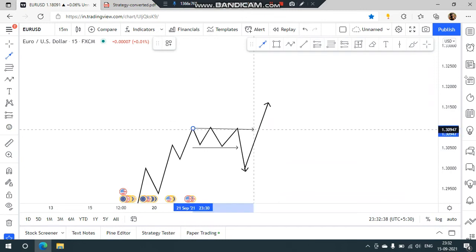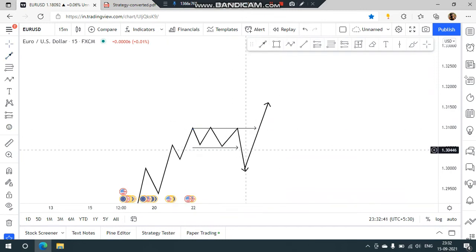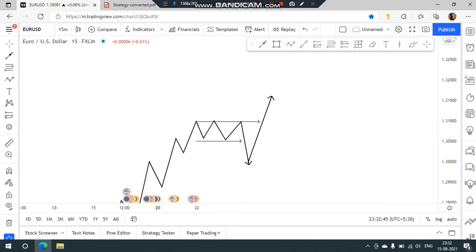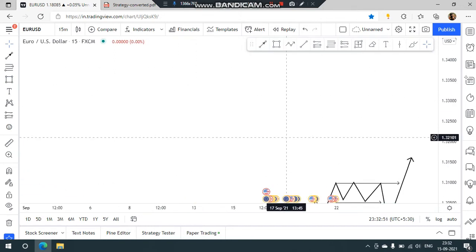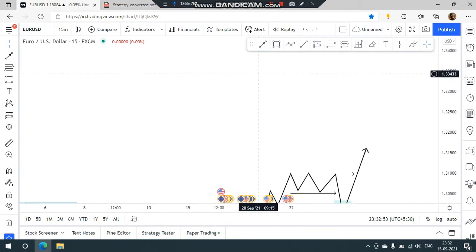Okay, so this breakout structure is not actually a breakout structure, this is actually a liquidity grab which we will be discussing later. Okay, I hope you understood this much, and we'll be moving on to the real chart so that you get a clearer idea. Okay, thank you.